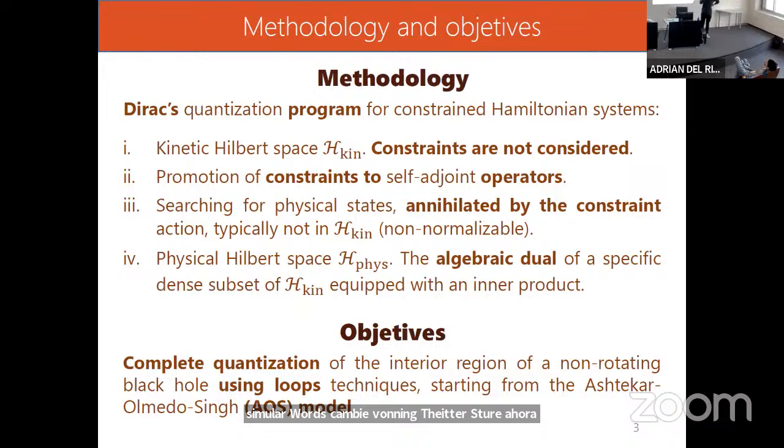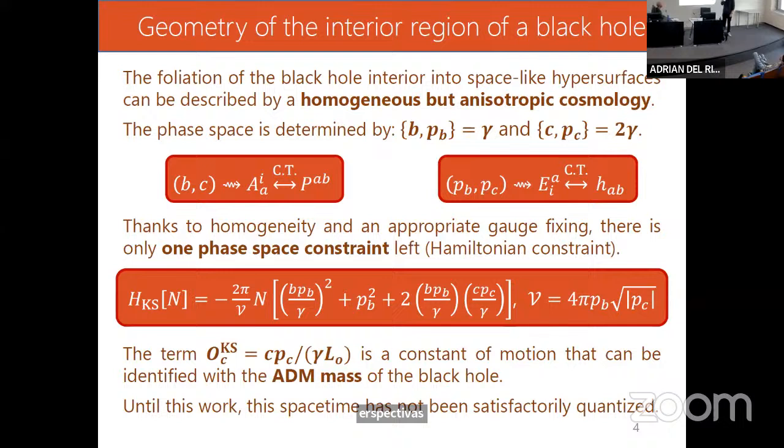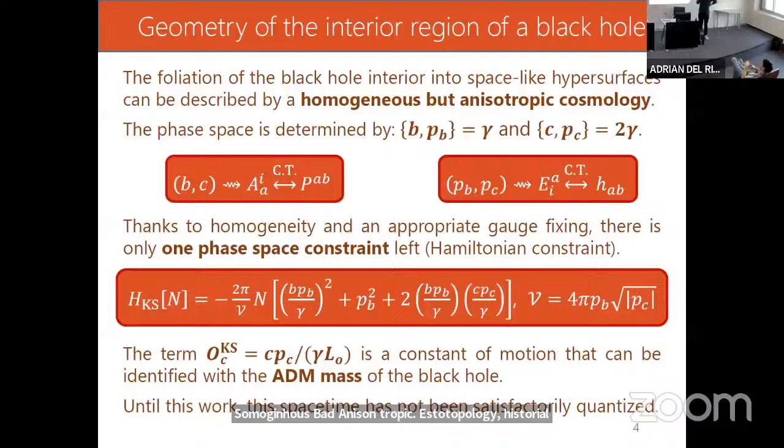Moving into the Hamiltonian description for the interior of the black hole, it is well known that this region can be described by a Kantowski-Sachs geometry. In that sense, the interior can be decomposed into a foliation of space-like hypersurfaces, in which each slice is homogeneous but anisotropic. Its topology is the real line times the two-sphere. However, to avoid infrared divergences, it is convenient to substitute the real line by a fiducial finite line segment and work with a compactified version of it.